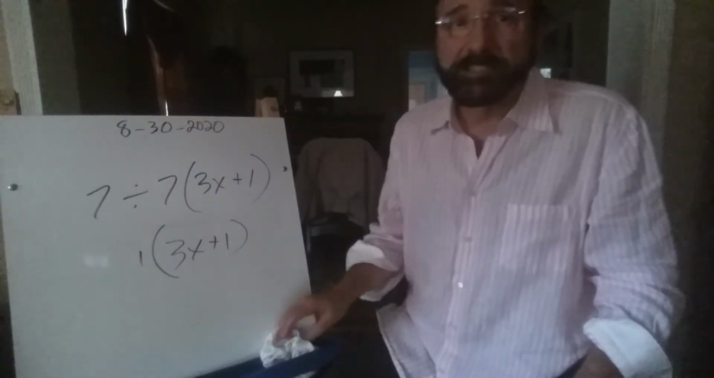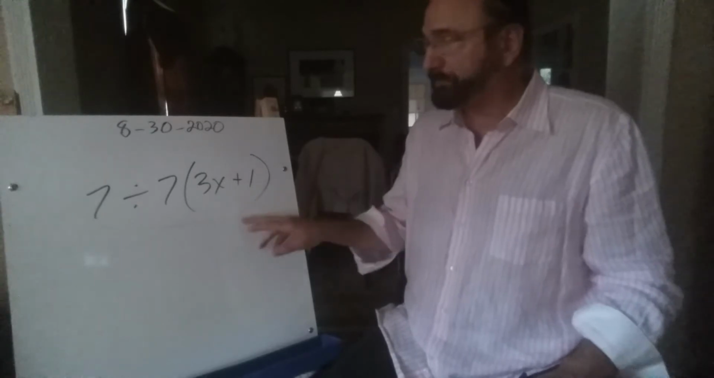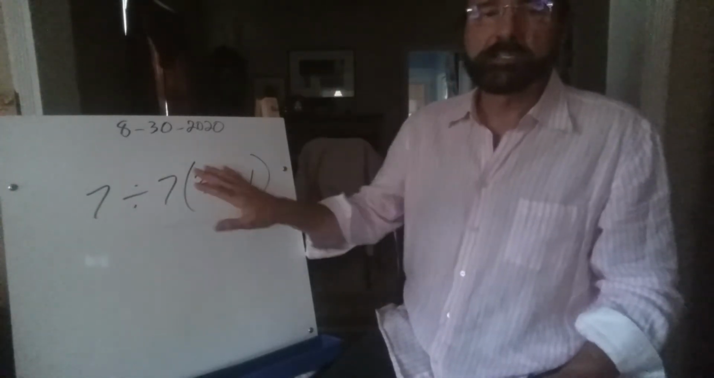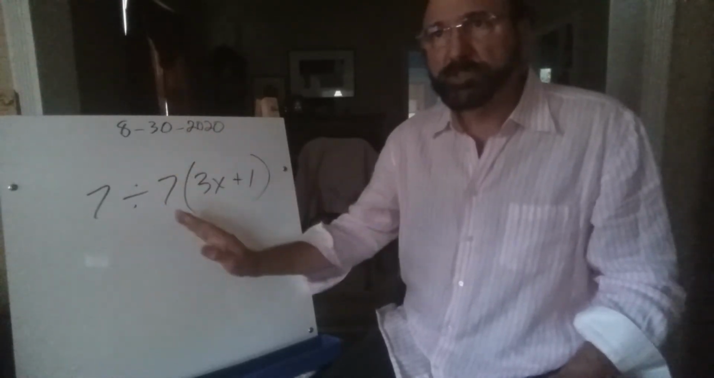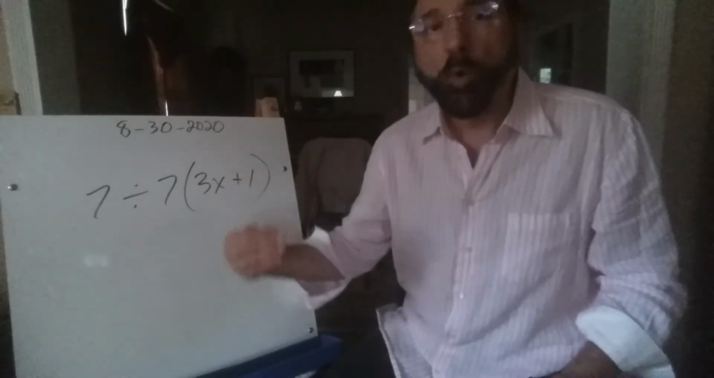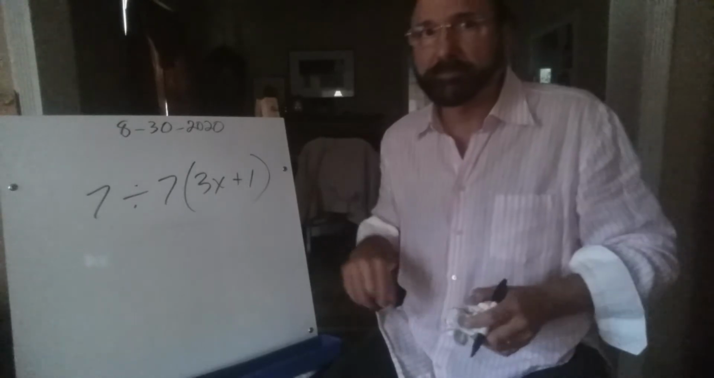Easy. If you went this route, 7 times 3x is 21x plus 7. Then you've got to divide that. Come on. This is the way to do it. You do the multiplications and divisions in order from left to right. That's the fine print. Next.